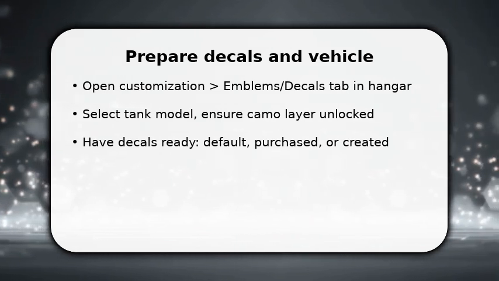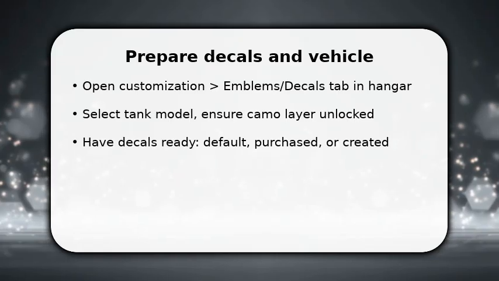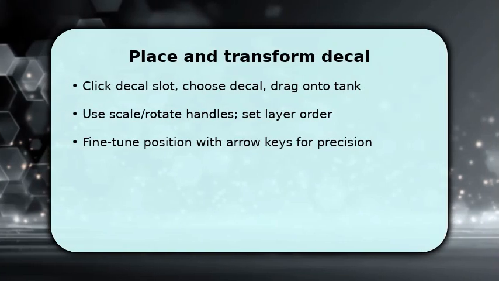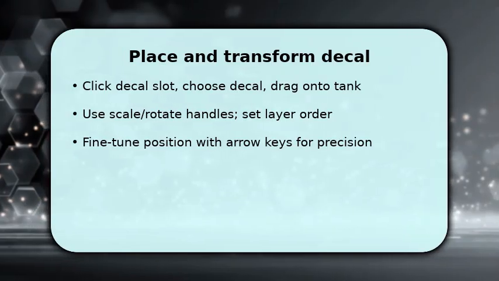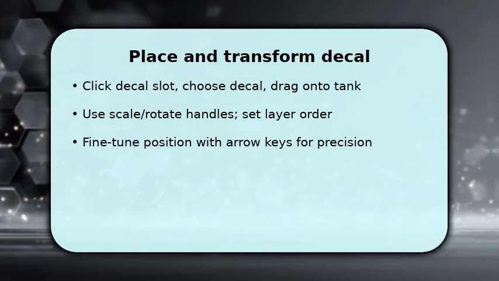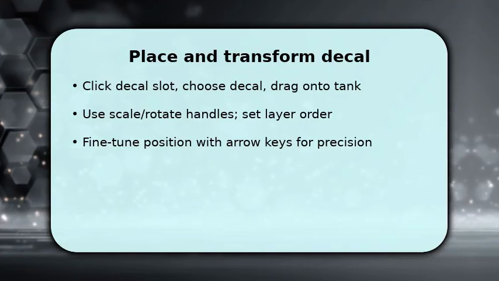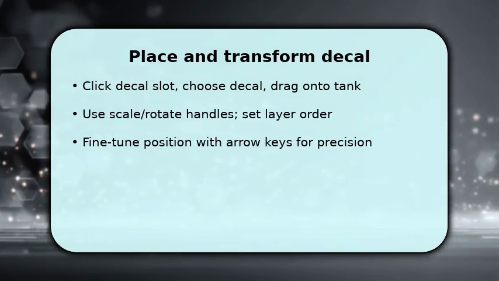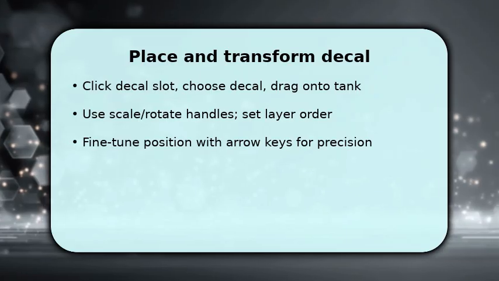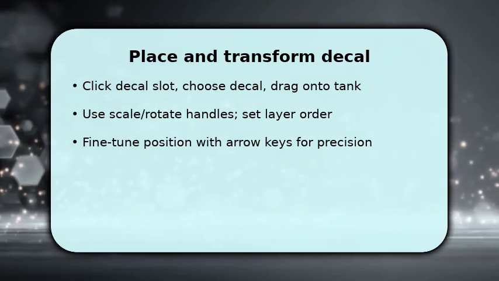You now pick a decal and drag it onto the tank model. Do this slowly so you see how it conforms to angles. Once attached, you scale and rotate handles to match armor contours. This is why rotation and mirroring matter, so decals don't wrap oddly across edges. Then adjust layer order to keep numbers or emblems visible over base markings.